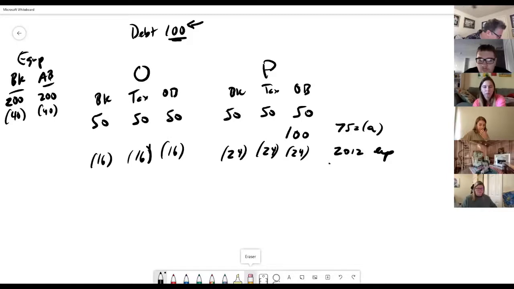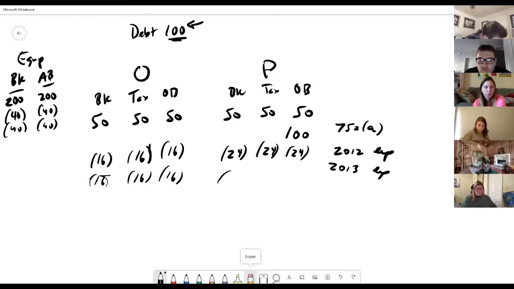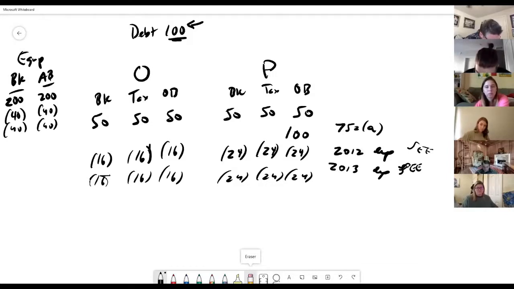2013 depreciation, it's the same thing. You got another 40. Again, we have substantial economic effect. And again, the interesting thing here is that P's capital account is now down to 2. So getting close. But in 2013, we also have a sale of the property.